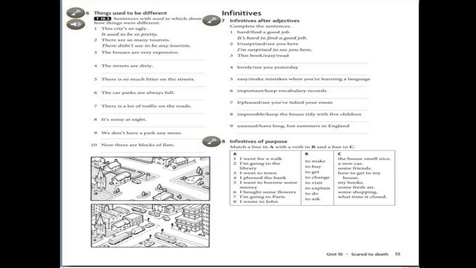The houses are very expensive. Now they are very expensive, but before they were not. We will answer based on what we have here in the pictures down the page, okay? So the houses are very expensive. Now they are expensive, before they were not. So the houses used to be cheap. Number 4, for example, the streets are dirty. Now they are dirty, before they were not. The streets used to be clean.